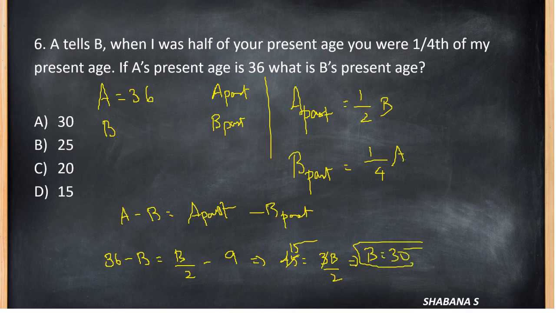What are we supposed to find? That's the question. B's present age is what we need to find, and that gives us option A, which is 30. 30 is your answer.